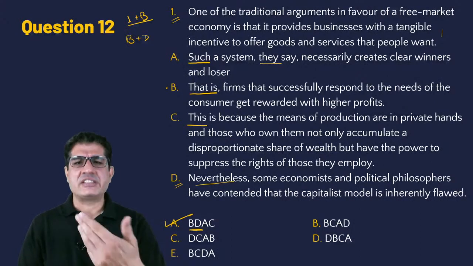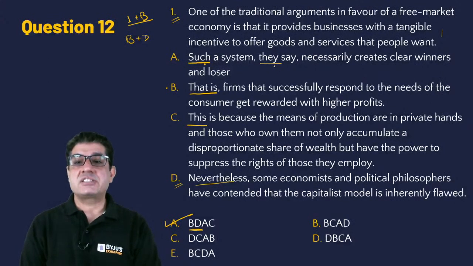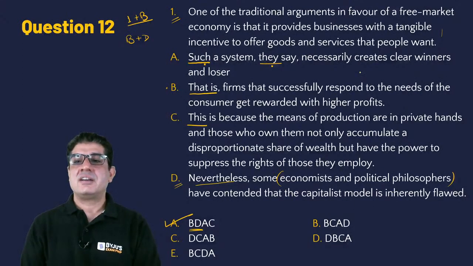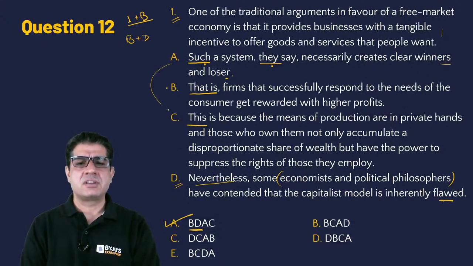And even otherwise, if you extend such a system, they say, now this "they" refers to economists and political philosophers, should come after D. And this basically expands on that thought. It is inherently flawed. What is the flaw? Creates winners and losers. Why does it create winners and losers? This is because. So you see that? So the correct answer should be option A.